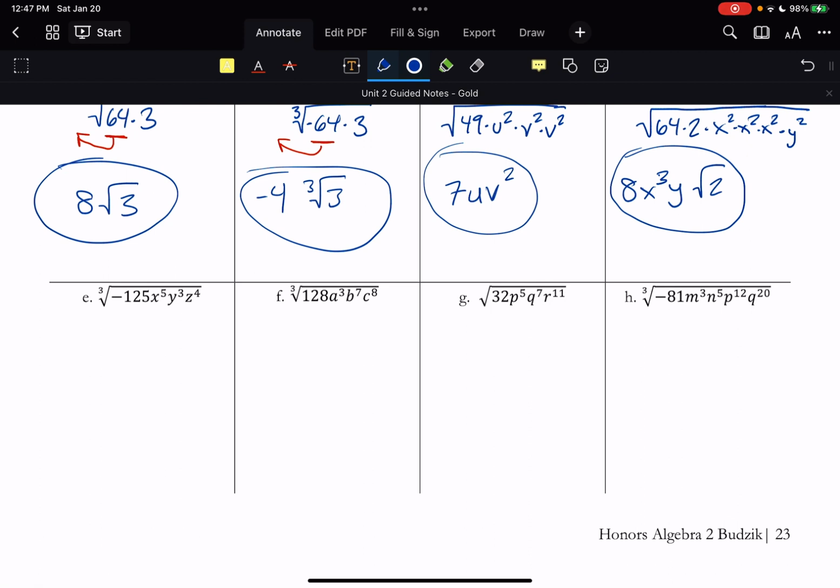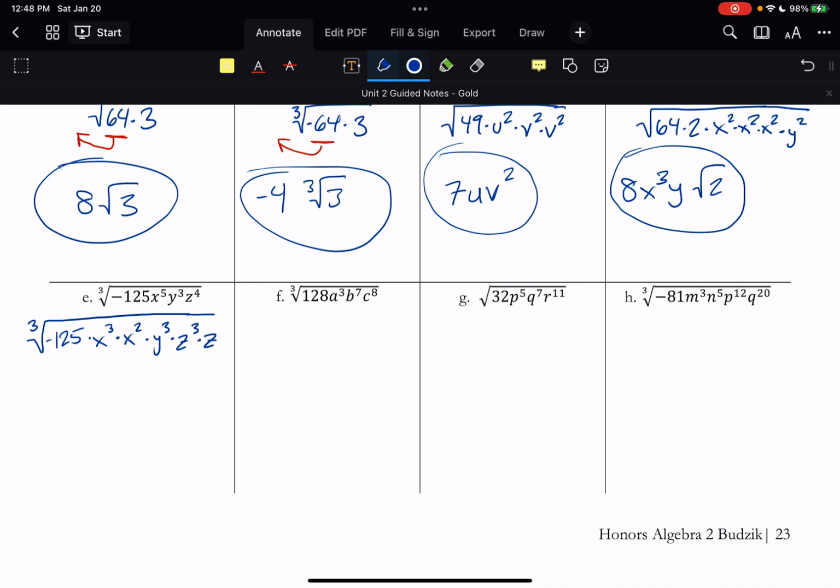Okay, let's go ahead on to e. So I have the cube root now of -125 x to the fifth, y cubed z to the fourth. So I know -125 is a perfect cube. But again, now with the variables, I want triples. So to be able to move a whole one outside of my cube root, I need 3 of them. So I have one set of 3 x's, and then I have 2 left over to get my 5. And then I have times y cubed times one full set of z's, and then I have 1 left over.